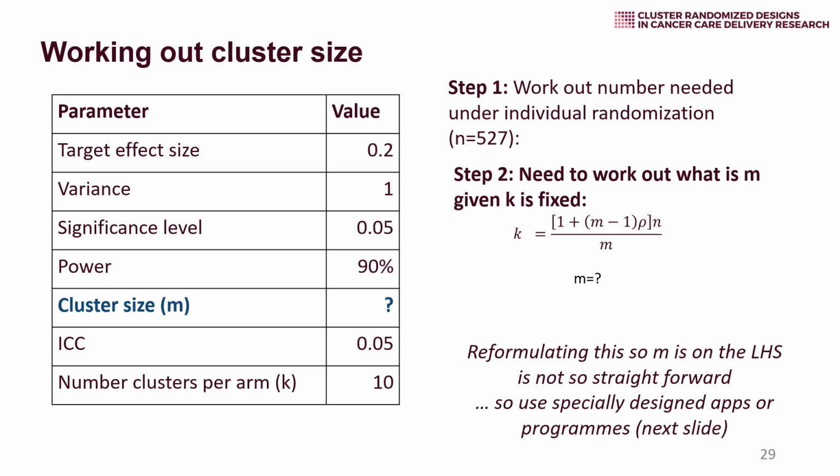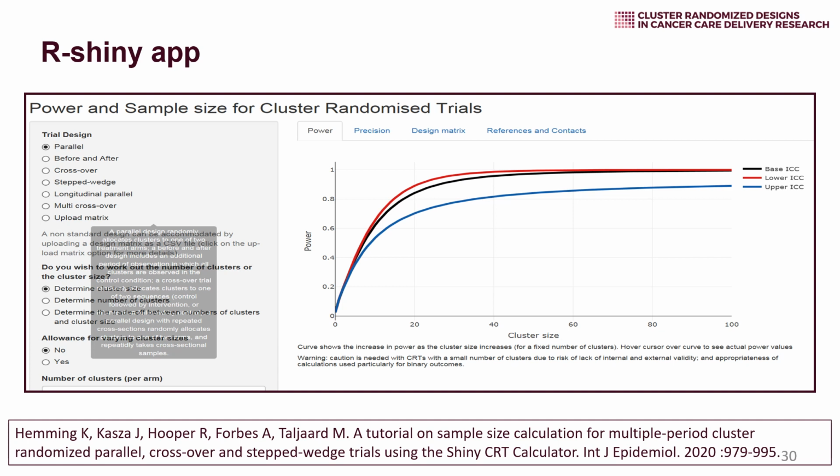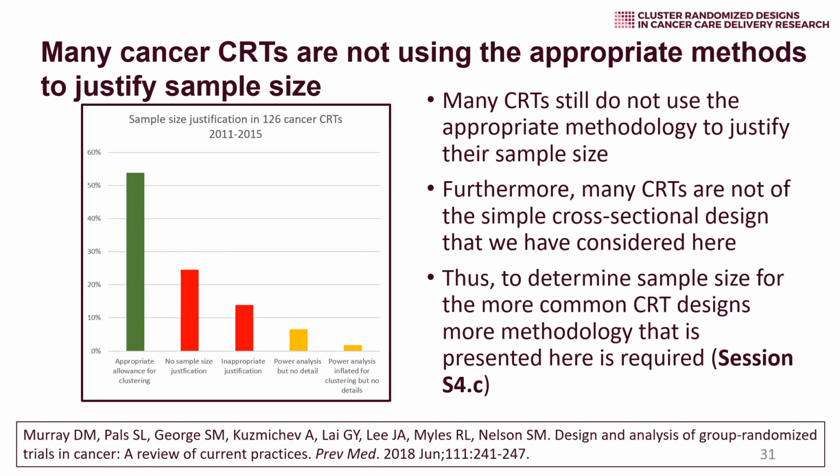So one option is to use this R-Shiny app. This R-Shiny app here allows us to determine the sample size required for cluster randomized designs across a range of different types of designs: parallel, before and after, crossover, stepped wedge, etc. So apps like this turn out to be very useful when we want to go past the very simple sample size calculations for cluster designs. And we'll look more at this app in future sessions.